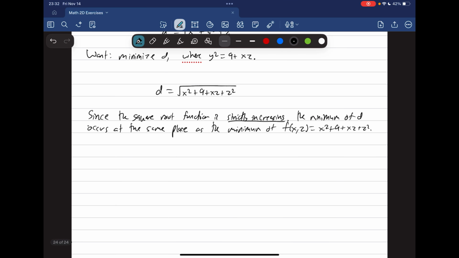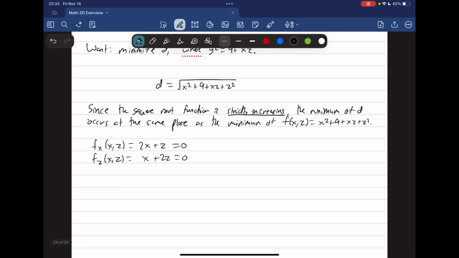Now recall that the minimum of a function always occurs at a critical point. And these critical points occur where the partial derivatives are equal to 0. So let's compute these partial derivatives. The partial with respect to x is just 2x plus z, and this needs to be 0. And similarly, the partial of f with respect to z is x plus 2z. And we also need to set this equal to 0.